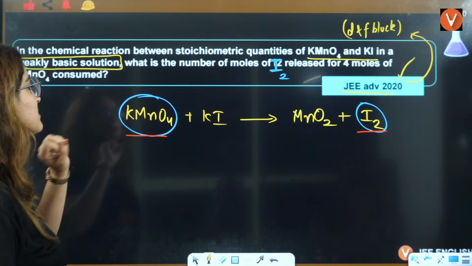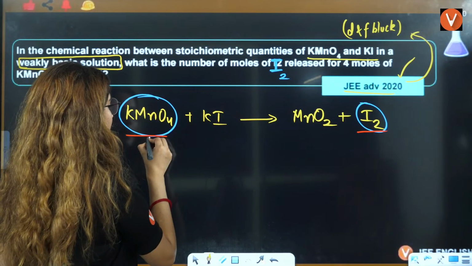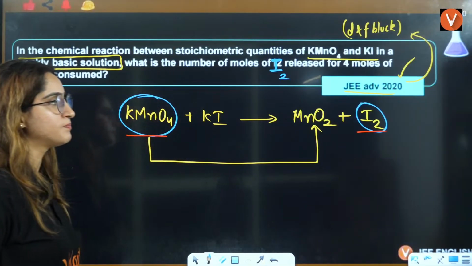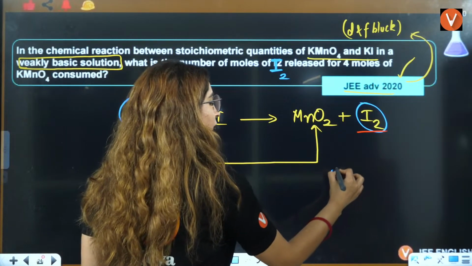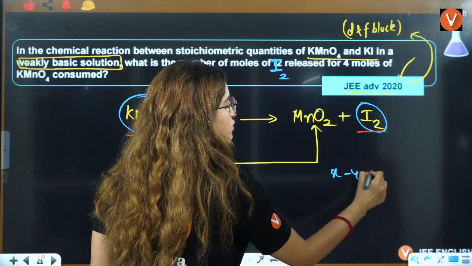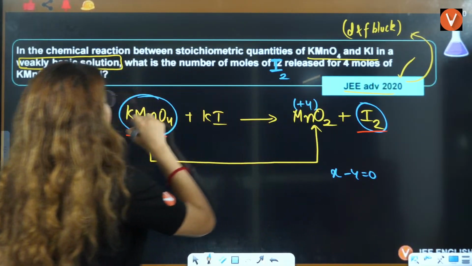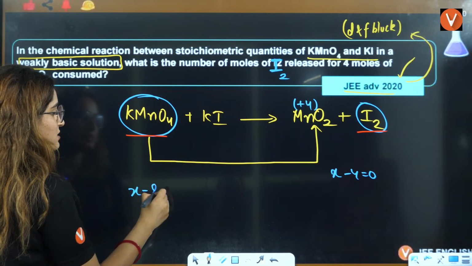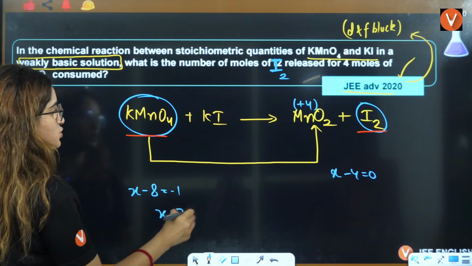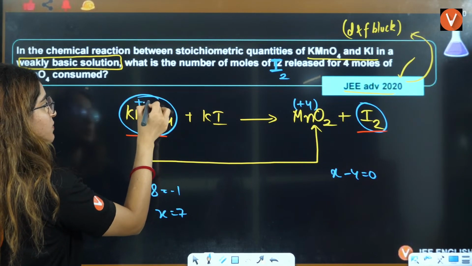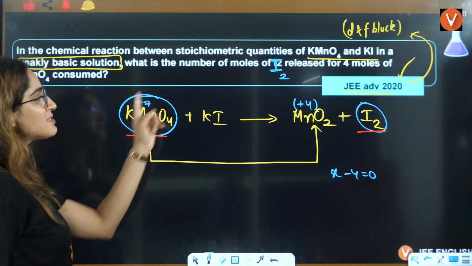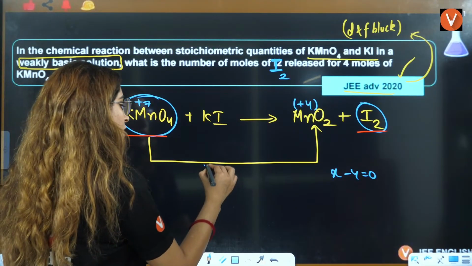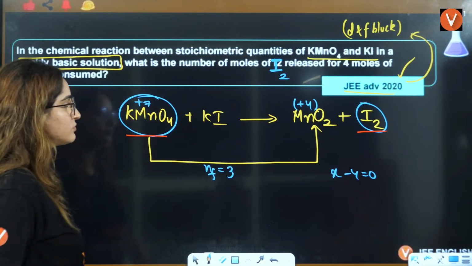So if you see this, in this case, first you have to see in this particular way, right? What is the valency factor? See here it is x plus x minus 4 is equal to 0. It is converting to plus 4. This is KMnO4. x minus 8 is equal to minus 1. So x is equal to 7. So this is nothing but plus 7, right? So plus 7 to plus 5. 5, 6, 7. That means 3 is the valency factor here. N factor is 3. Right?